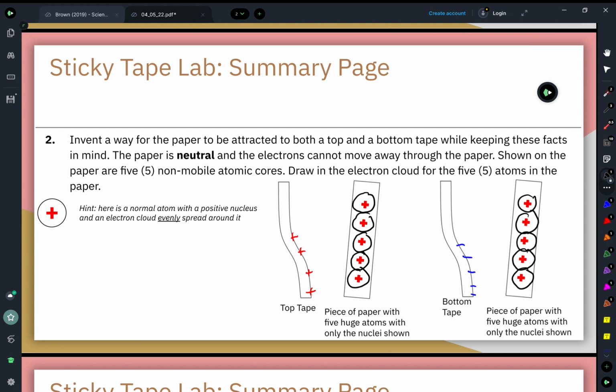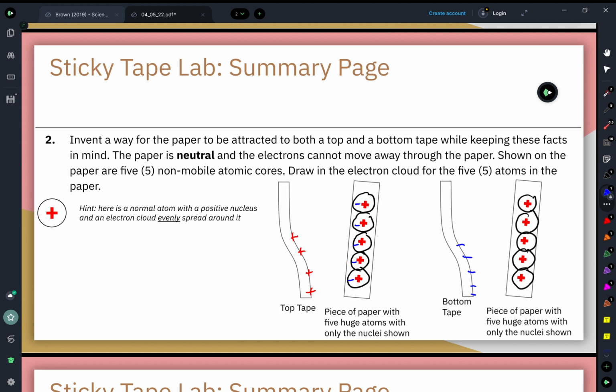For example, for the piece of paper that's attracted to the top tape, we know it's attracted. The top tape is an excess of positive charge, so our negative charges are going to have to be closer to the top tape than our positive charges would be. That's how these things would be attracted.